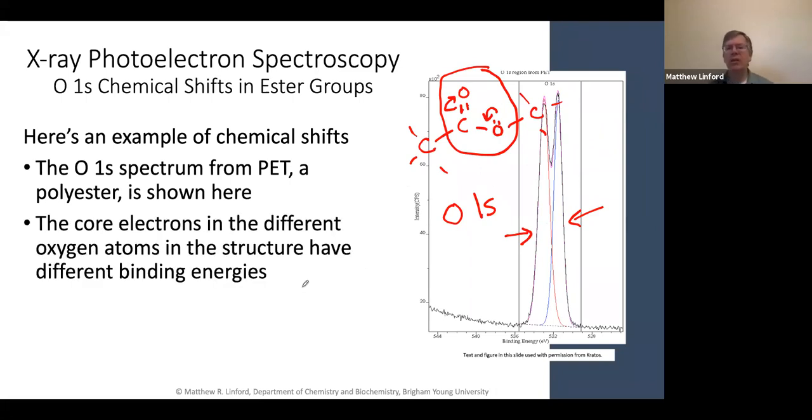Okay, so again, this is now the oxygen 1s spectrum that corresponds to the C1s spectrum that we just looked at. These are actually from different materials, but you would very often take a carbon 1s spectrum and an oxygen 1s spectrum, and then you would see complementary information in both of these.